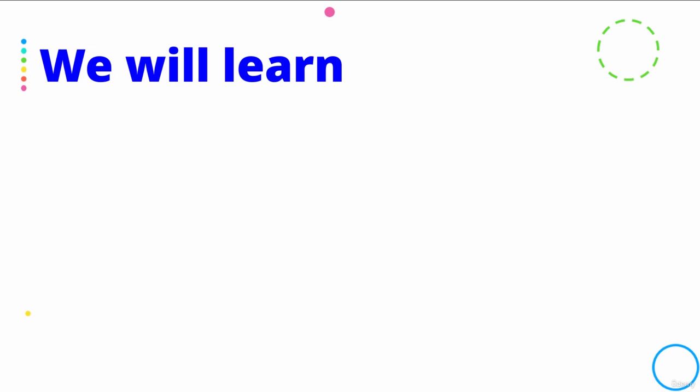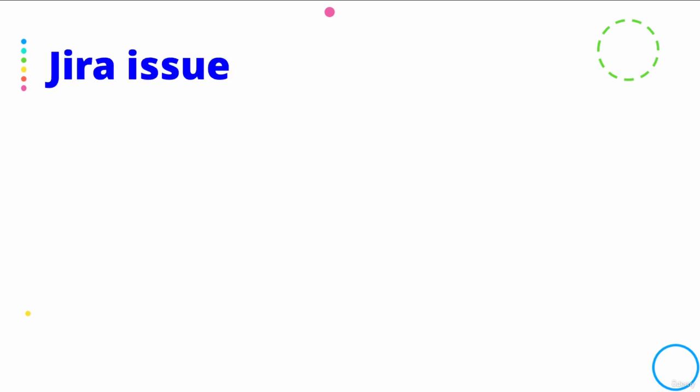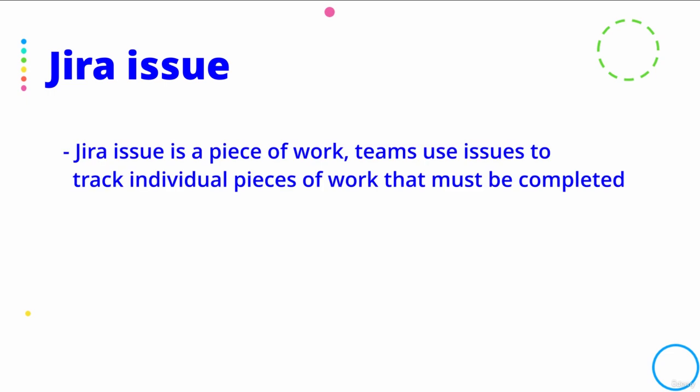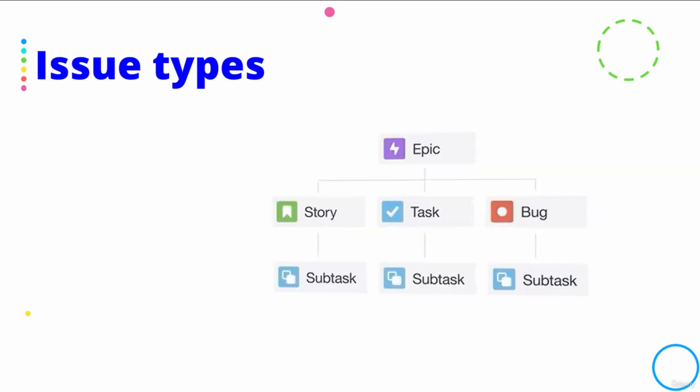In this video, we will learn what is a Jira issue, what are issue types, and how to use them. A Jira issue is a piece of work. Teams use issues to track individual pieces of work that must be completed. Just as a project can have many different types of work, Jira uses different issue types to help identify, categorize, and report on your team's work.